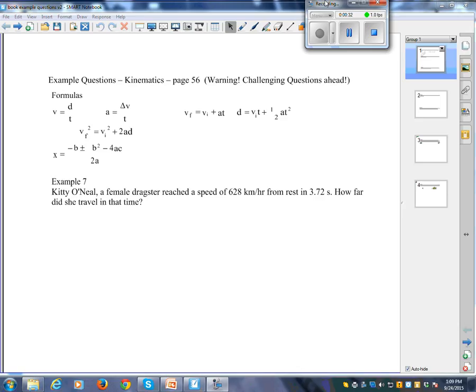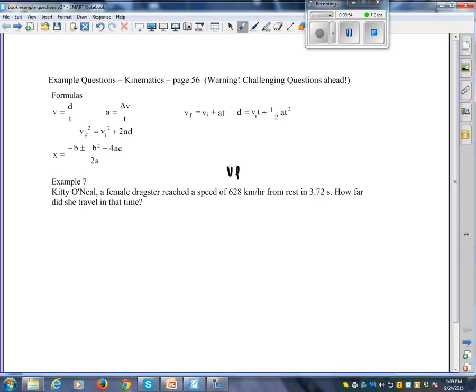Example number 7 is pretty straightforward here. Kitty O'Neill, a female dragster, reached a speed of 628 kilometers an hour from rest in 3.72 seconds. How far did she travel in that time? So let's just figure this out. Let's see if I can do it without my notes. We're given two speeds here. This is the final velocity.